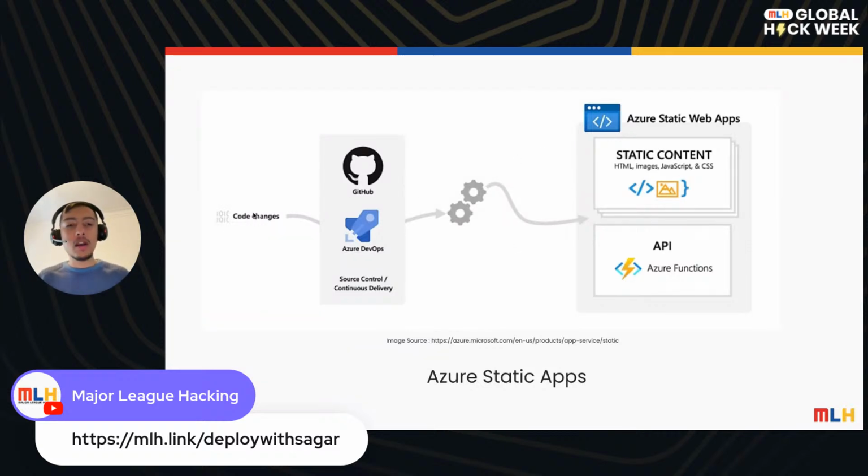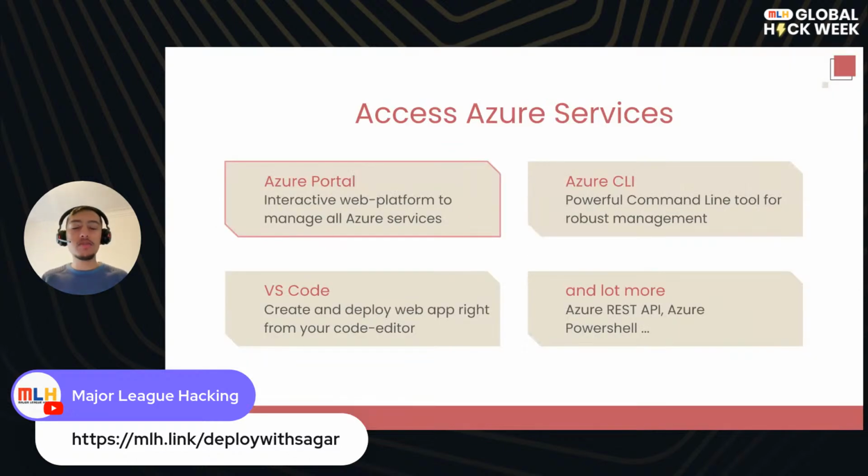And then, for example, if anything changes in your GitHub, let's say your new feature is updated or you fixed a bug, then with the help of the CI/CD tool, so it could be GitHub Actions, or you could even use Azure DevOps, but we are going to use GitHub Actions today, those changes are automatically reflected in your static web app as well. So we have CI/CD for the static web app as well.